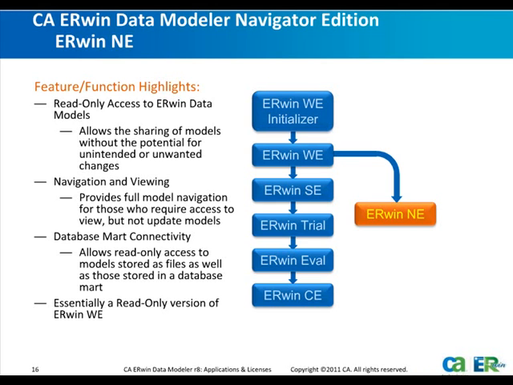Last but not least, we have CA Erwin Data Model Navigator, or Navigator. We've saved Navigator for last because it doesn't fall nicely in line with the hierarchy of the other products. CA Erwin Data Model Navigator is a read-only viewer for Erwin data models. It allows the viewing, examination, and analysis of models without the potential for unwanted or unintended changes. Navigator supports MART connectivity and so provides access to models whether they're stored in a MART or as files on a disk. Since Navigator provides MART connectivity, it is essentially a read-only version of the Erwin Workgroup Edition.